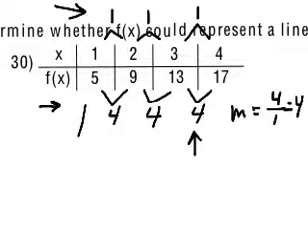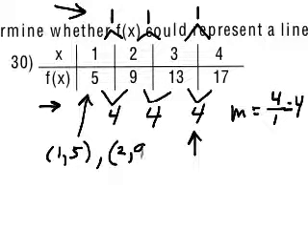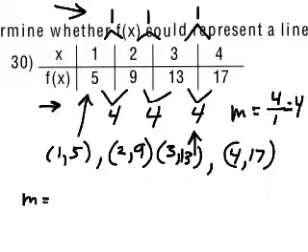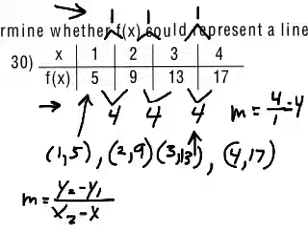So each of these is an ordered pair, right? We have an x and a y, because our f of x is y, right? So there's an ordered pair. We have 1, 5, and then the next one is 2, 9. The next one is 3, 13. Next one is 4, 17. Okay, so we can pick any of those 2 points to use our equation for slope. M equals y2 minus y1 over x2 minus x1.